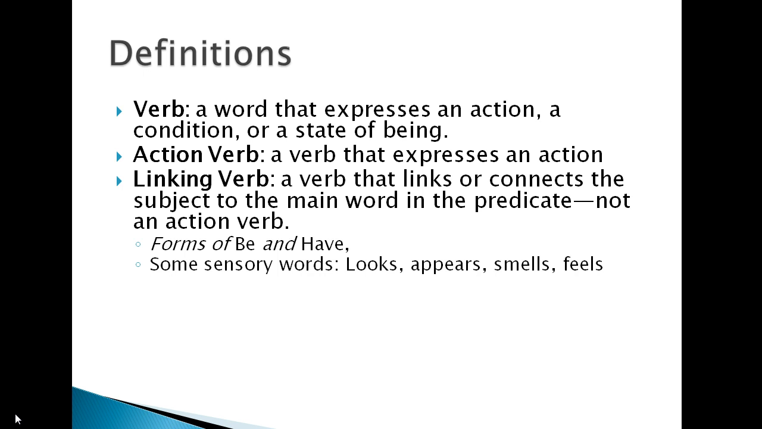A linking verb. If you ever wondered why you have a harder time understanding linking verbs than action verbs, just look at the difference in the two definitions. A linking verb is a verb that links or connects the subject to the main word in the predicate. It's not an action verb. Remember, in a sentence, a verb cannot be both an action and a linking verb at the same time, at the same usage. Common examples of linking verbs are forms of be and have. Also, some sensory words like looks, appears, smells, and feels could be action or could be linking depending on how they're used in the sentence.